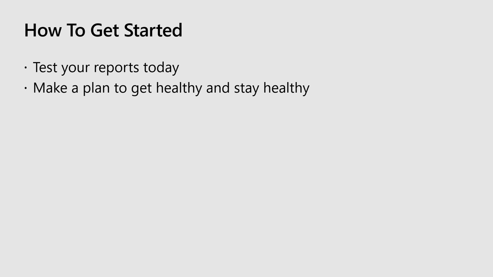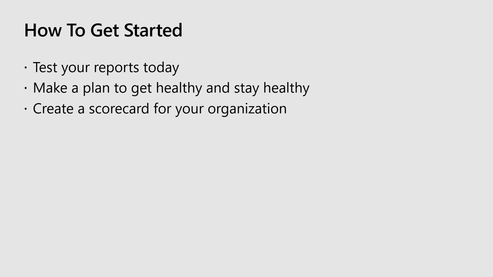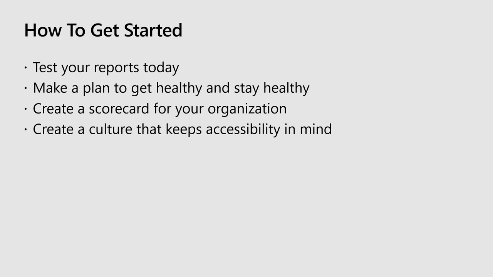The next thing would be to make a plan to get healthy and stay healthy. So you can figure out what that means for your organization, and you can even create a scorecard for your own organization. You can copy ours, you can use that A, B, C, D grade, and have different goals in mind for different parts of your organization. You should also try to foster a culture of accessibility. That way, as you're iterating and working on your report, it's something that you're building into the product.